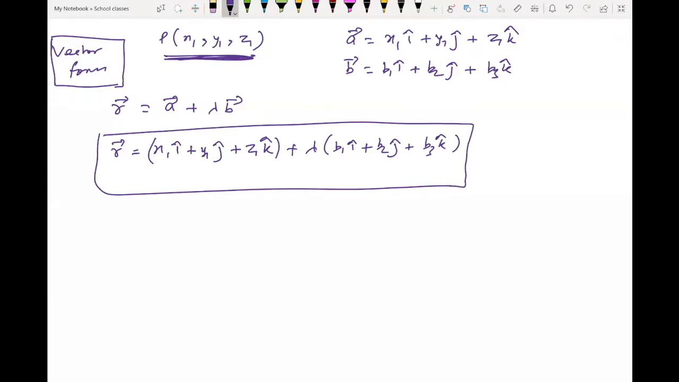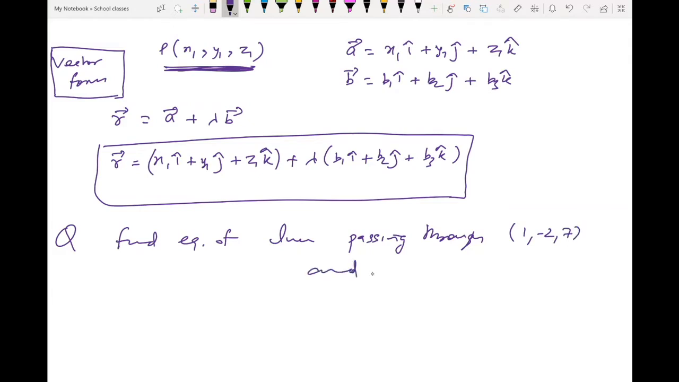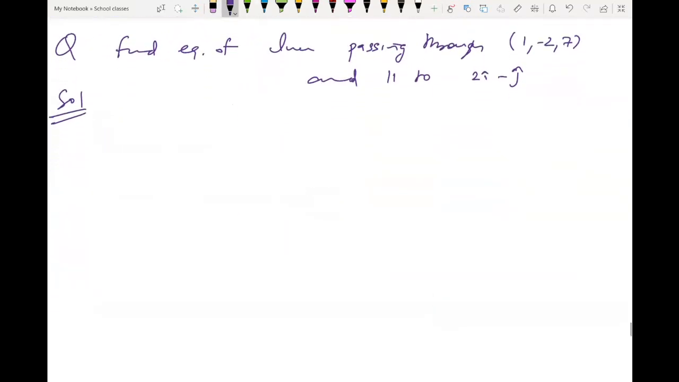I'm giving you all a question to solve. Find the equation of the line passing through (1, minus 2, 7) and parallel to 2i minus j cap. You all need to write the vector equation as well as the Cartesian equation of the line. Everyone has to write it.